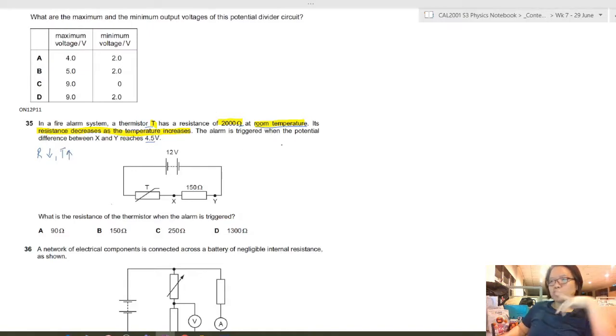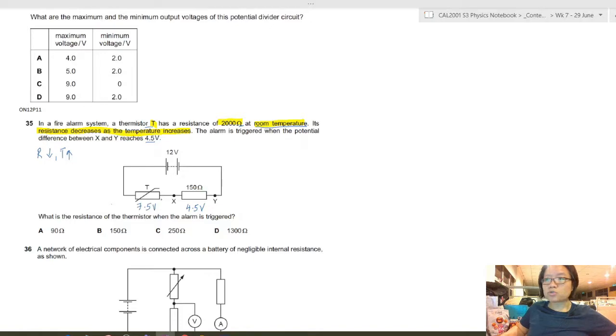So the alarm is triggered when the potential difference between X and Y is 4.5 volt. What is the resistance of the thermistor when the alarm is triggered? I don't know the resistance, but I definitely know the potential, because these two are in series. So 12 minus 4.5 means that this is 7.5 volt.